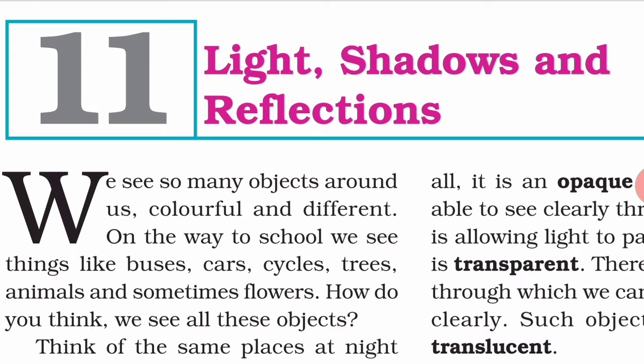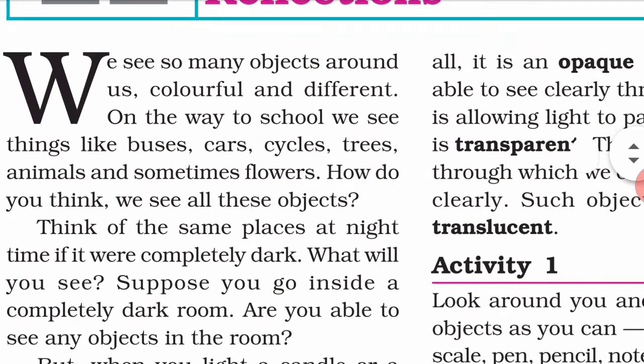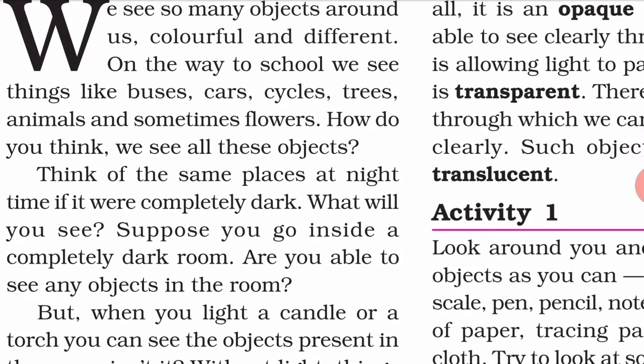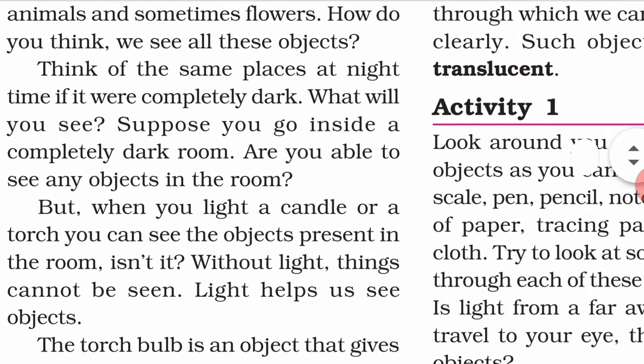If I tell you to go into a dark room, will you be able to see things in that room? No. In a complete dark room, you will not be able to see anything. But as you switch on a torch, or light a candle, you will be able to see the objects that are present in the room. That means without light, things cannot be seen. Light helps us to see the object. Light is a main thing that is required to see.